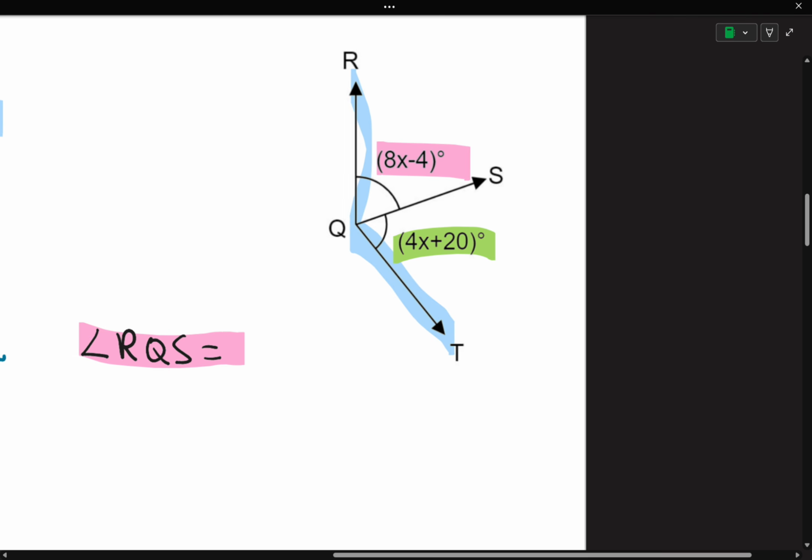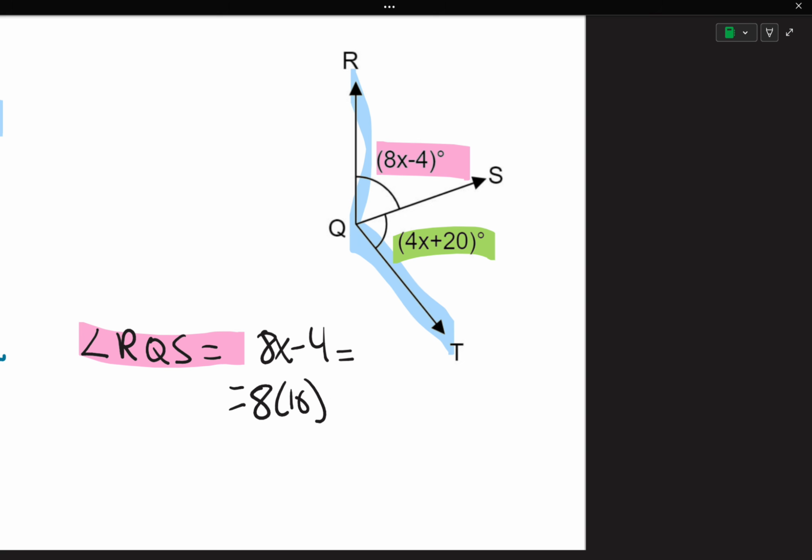So RQS is 8x minus 4. We found that x is 10, so instead of x, I'm going to plug in 10. 8 times 10 is 80, minus 4 is 76.